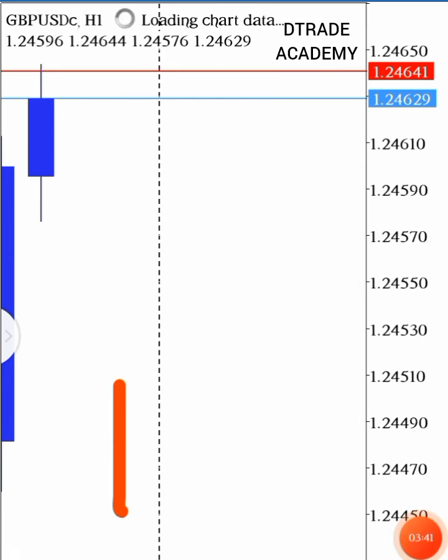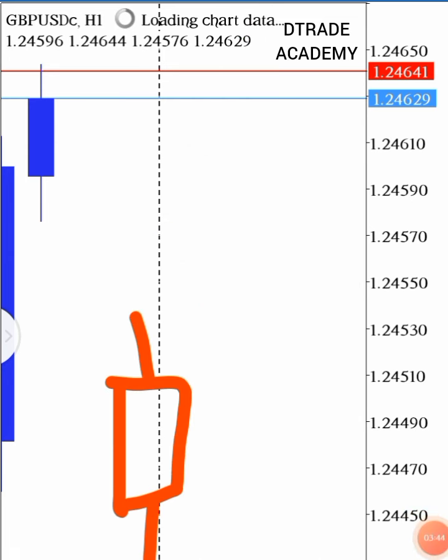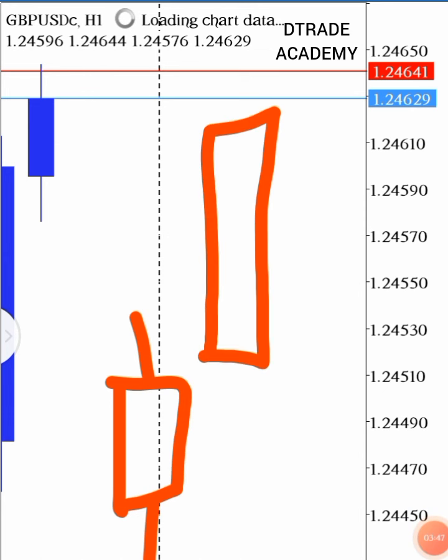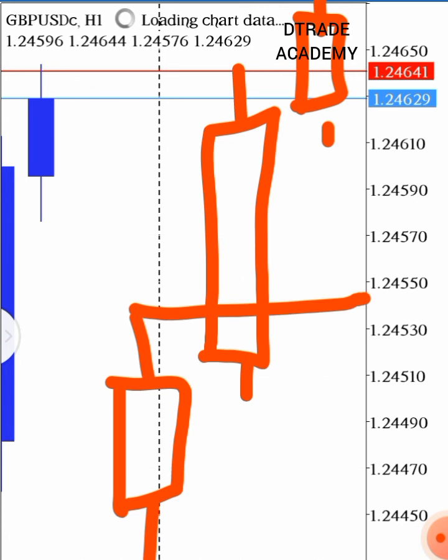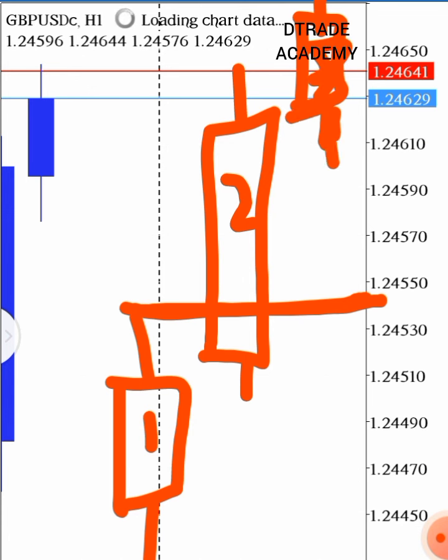But by the time we start having this, that means the market left an imbalance. How? Look at this gap. This is our first candle, this is our second candle, this is our third candle. From this wick, look at the gap. Looking at this third candle, look at where the wick stopped. That means between the first one and the third one, there is a gap.